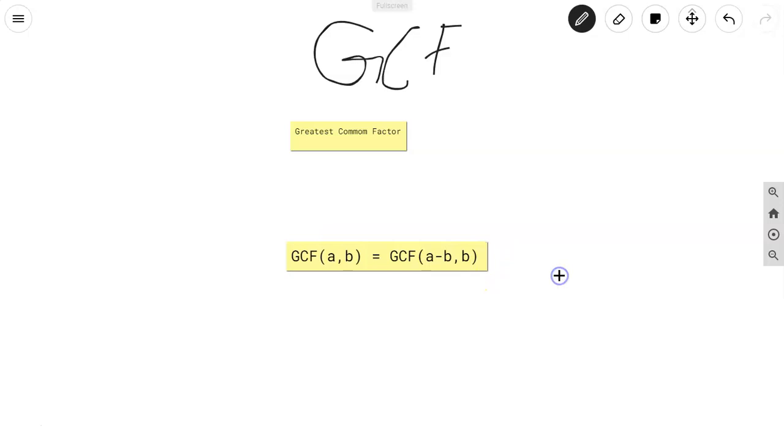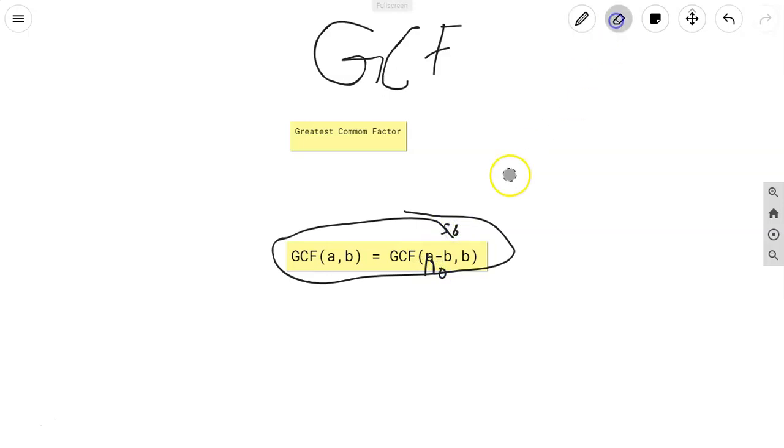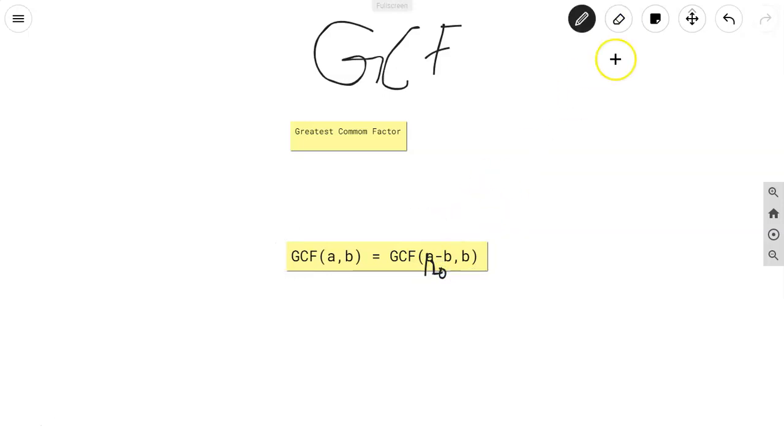Yeah, so this is the equation, guys. Now, look, the A must be larger, okay? And the B must be smaller for this to happen. So A must be 120 in our case, and B must be 56 for this to happen. But if it is not like that, then it must be B minus A, comma A, okay? Yeah, so let's try out this method.